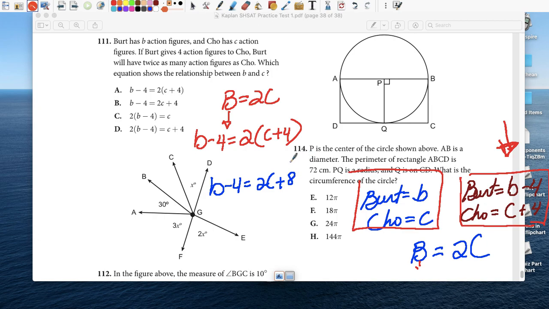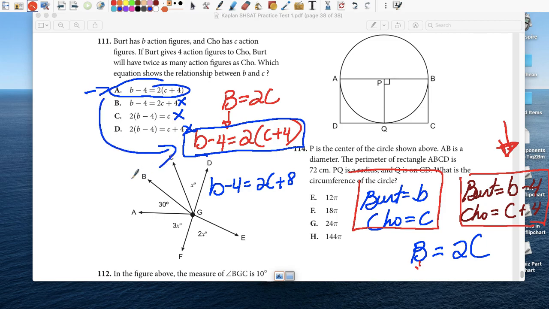What are they doing? B minus 4 equals 2C plus 4. This is wrong because when you distribute properly, it should have been 2C plus 8, so that's wrong. And 2 times B minus 4, that's not going to happen, right? It's not twice Bert, it's actually twice Cho, so that's why this is wrong. And again, D has twice Bert instead of twice Cho, so that's wrong. So this one, and we got that answer, so we know it's correct.